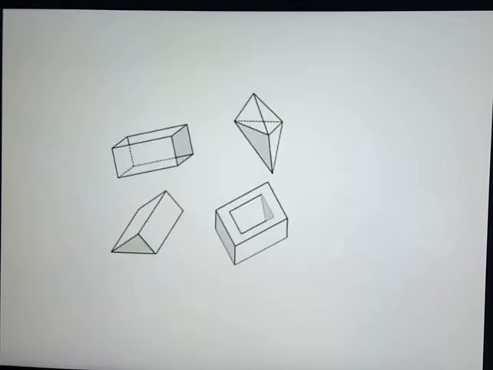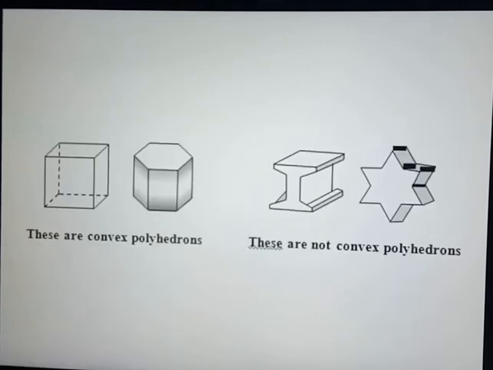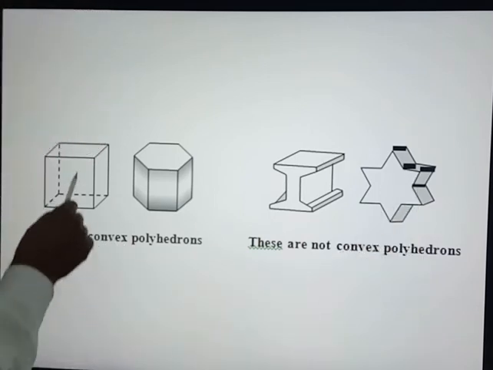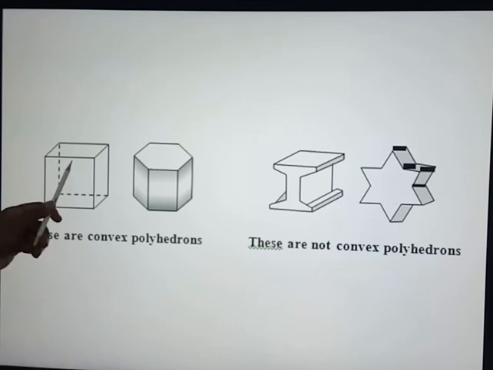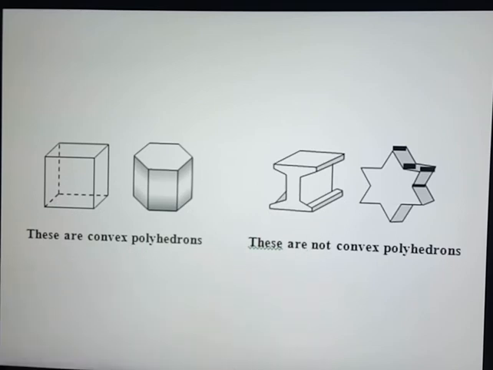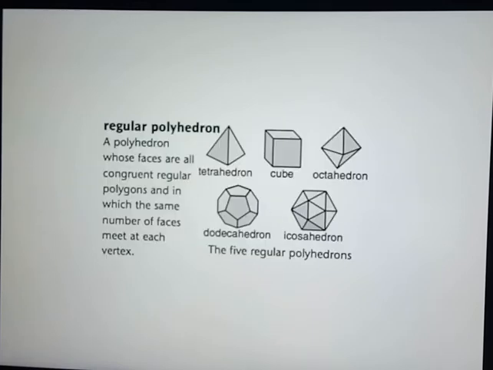Here also some shapes are given. These are all polyhedrons. Among the polyhedrons we have two types. One is convex polyhedrons; the others are not convex, because you can find reflex angles inside them. Here you cannot see any reflex angles, therefore this is a convex polyhedron. These are all called non-convex polyhedrons, or simply not convex. So these are the examples for convex and not convex.